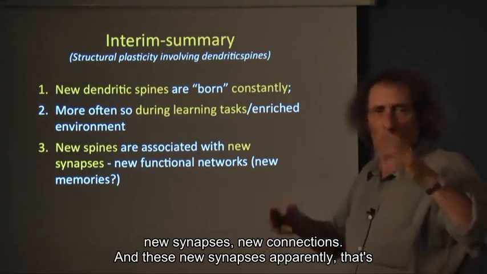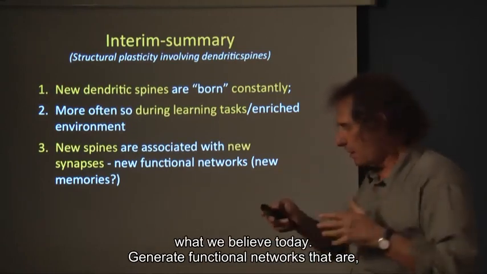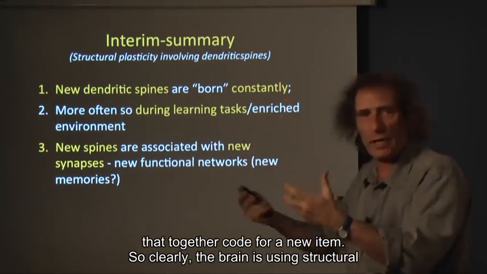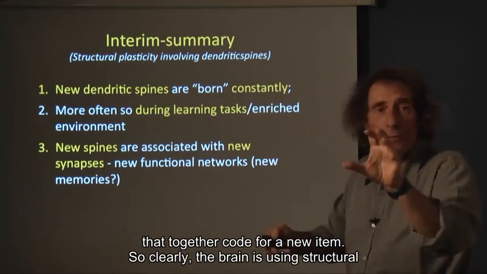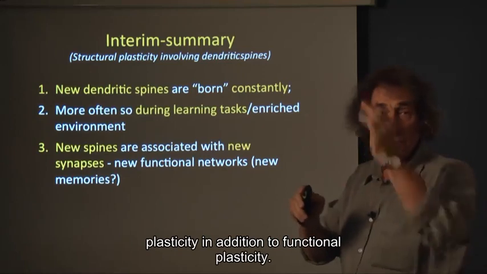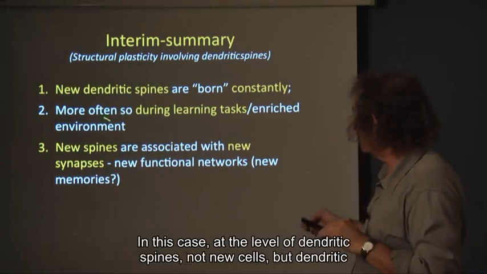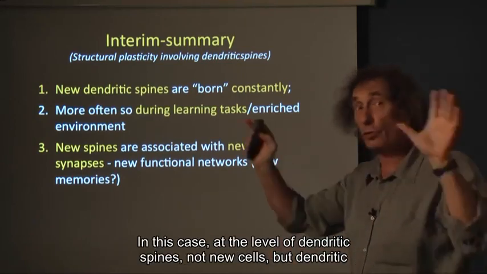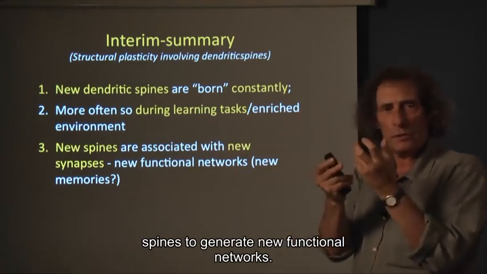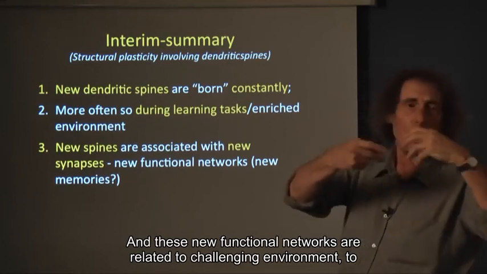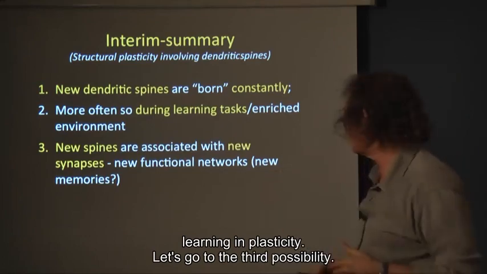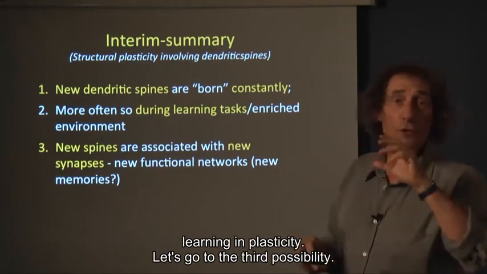And these new synapses, apparently, that's what we believe today, generate functional networks that together code for a new item. So clearly, the brain is using structural plasticity in addition to functional plasticity, in this case at the level of dendritic spines, not new cells, but dendritic spines, to generate new functional networks. And these new functional networks are related to a challenging environment, to learning and plasticity. Let's go to the third possibility.